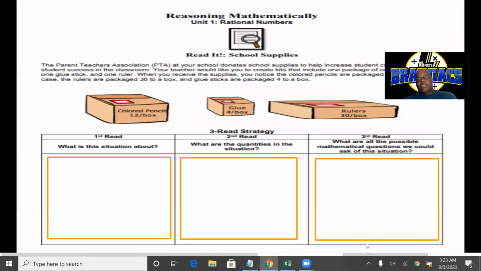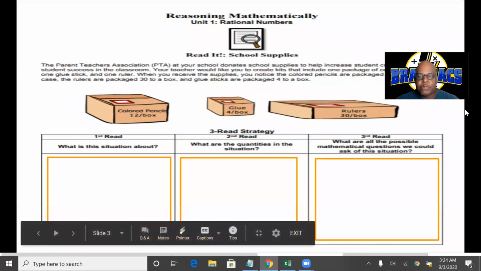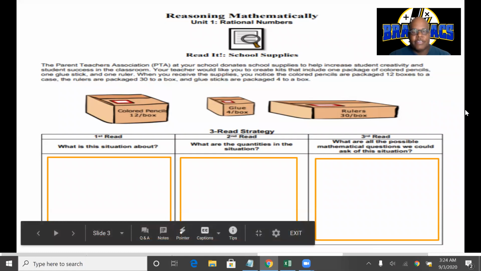So we're going to begin by just reviewing. I know I've given you a couple days to do this, and by now you should have gotten it done. So the three read protocol is nothing new, but we want to make sure that you've mastered it as we move forward. So the statement says the Parent Teacher Association at your school donates school supplies to help students' creativity and student success in the classroom.